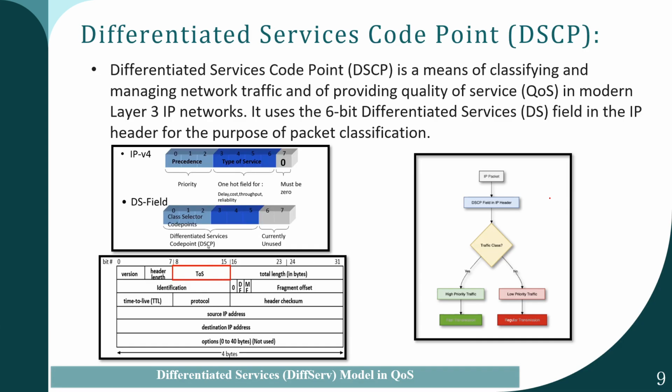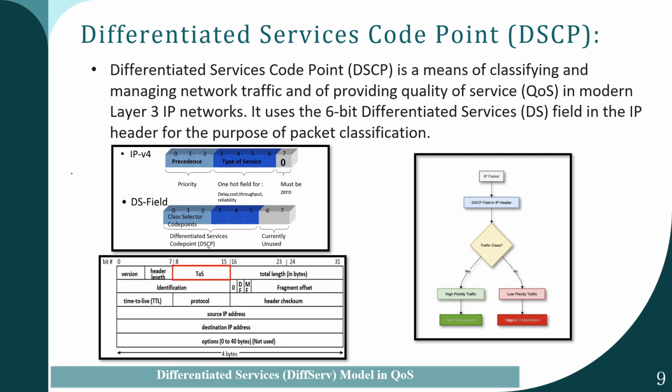So, differentiated service code point. Differentiated service code point is a means of classifying and managing network traffic and of providing quality of service in modern layer 3 IP networks. It uses a 6-bit differentiated services field in the IP header for the purpose of packet classification.